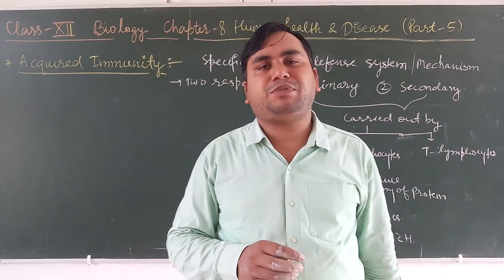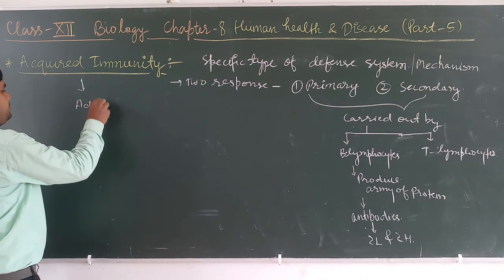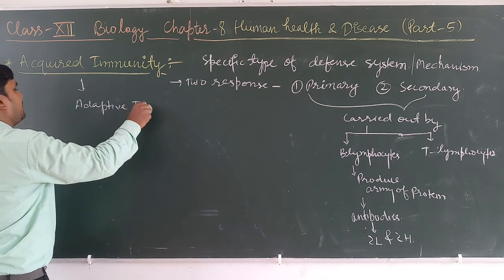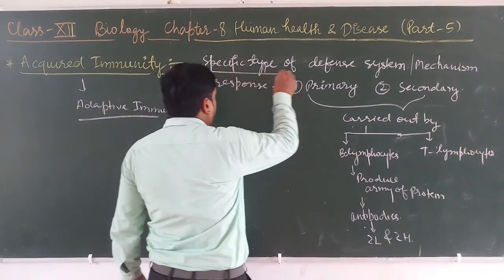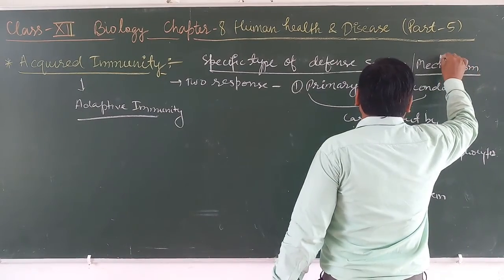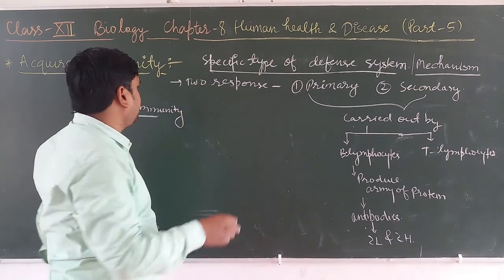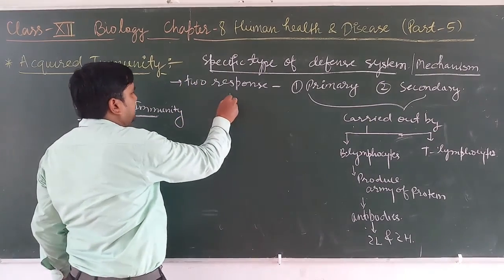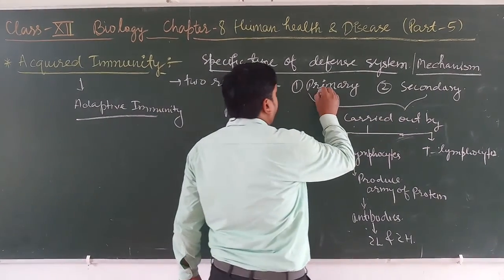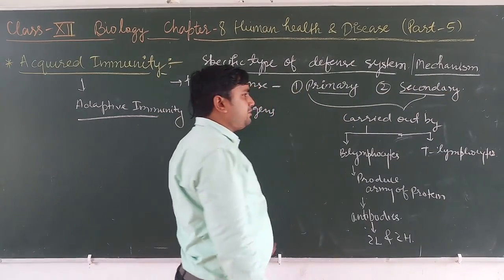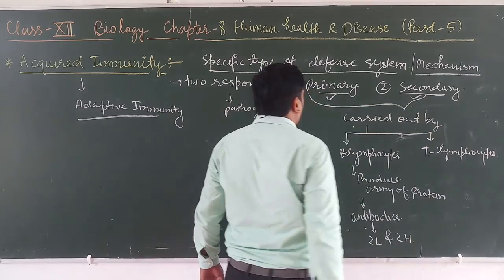Acquired immunity, also known as the adaptive immunity of the body. It is a specific type of defense system or mechanism of the body of an organism, on the basis of response to the pathogen. This acquired immunity has two types: primary response and secondary response. They have the two responses on the basis of their pathogen response.